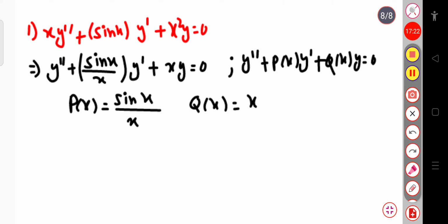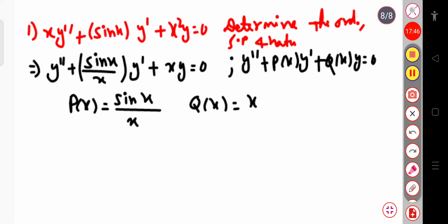So the question is, you have to determine, let me write the question. Here you have to determine the ordinary point, singular point, and the nature of singularity. Nature of singularity means you have to check whether it is a regular singular point or an irregular singular point. Okay, so now let us start.